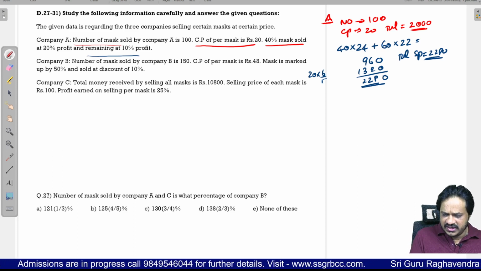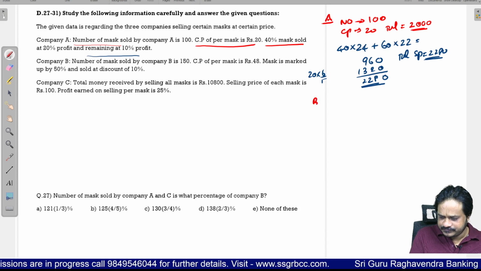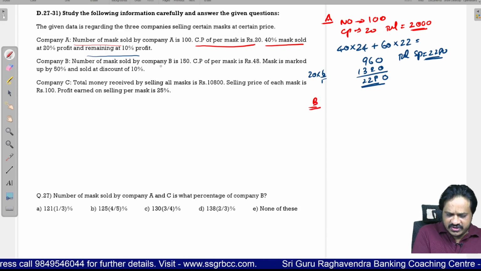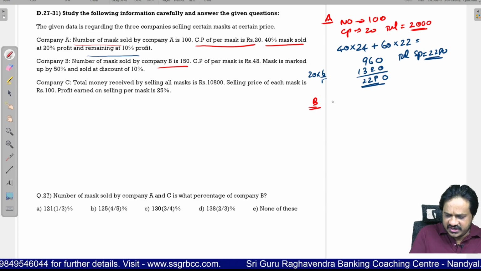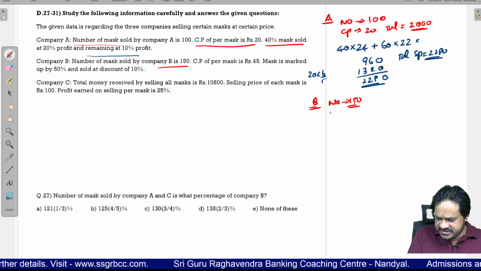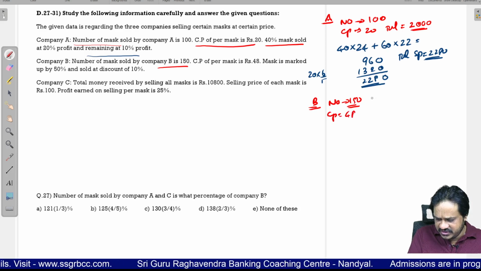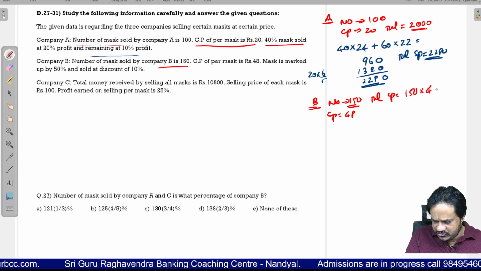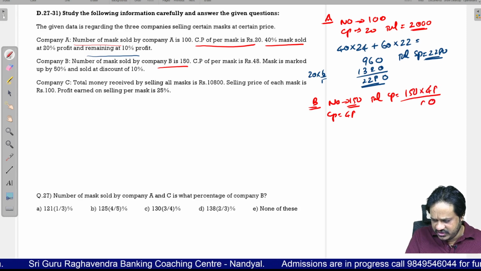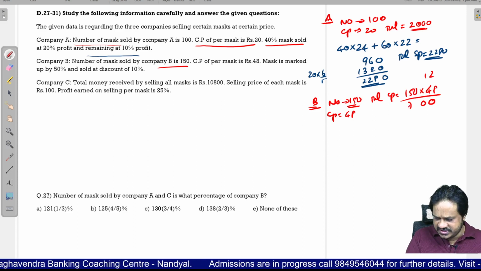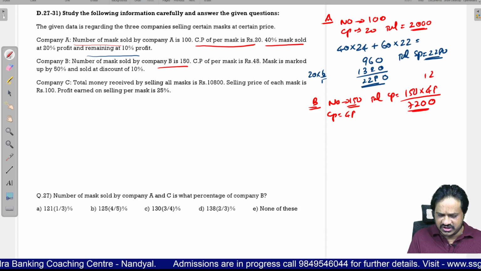Now, let us see for B. The number of masks sold by B is 150. So, here number is 150. Cost price we got 48. So, therefore, total cost price will be 150 into 48. So, 15 8s 120, 15 4s 60, 72. It is 7200. This is the total cost price.